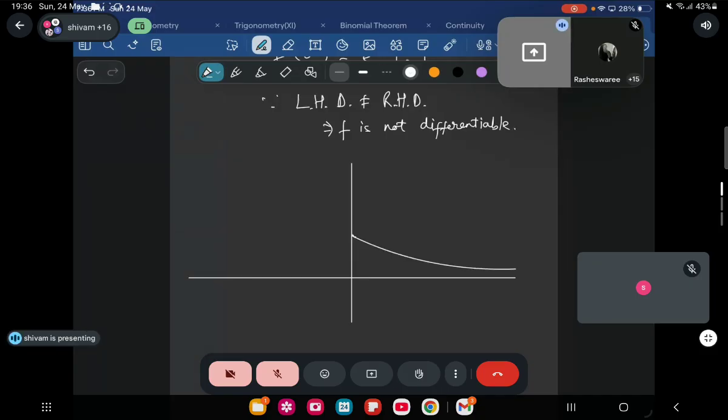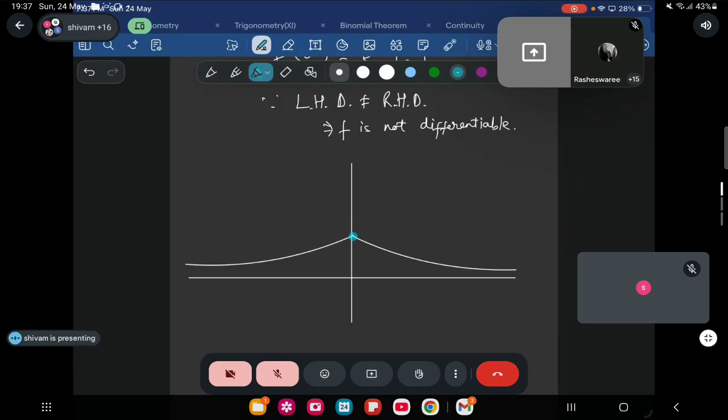Tell me, are people getting? Yes or no? And when x is tending to 0 minus, the graph of the function is e to the power x. So it will look somewhat like this. This is how the graph will look like. And see, you will get a sharp corner at x equal to 0. Tell me, are you getting, Rishabh? Som, is it clear?